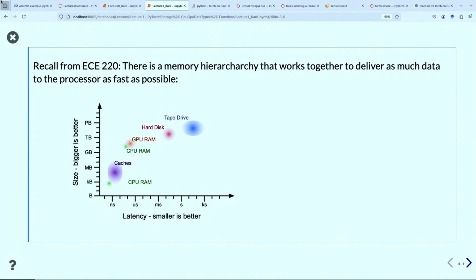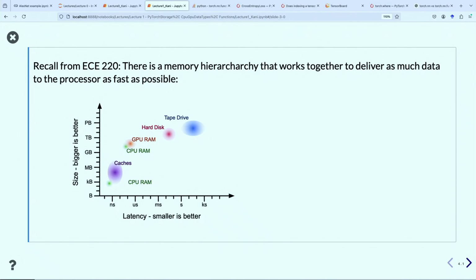Okay, so everyone here has taken 220? Okay, I thought I saw some. We know there is a memory hierarchy at work. We need to get data into the CPU, into a processing unit. We have GPUs now, and tensor processing units also. Our processing units are small because they need to be fast, and yet getting all that data into that small space is a difficulty.